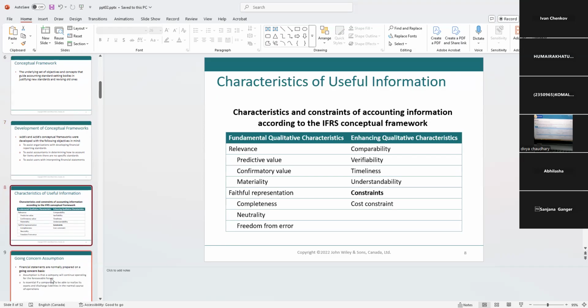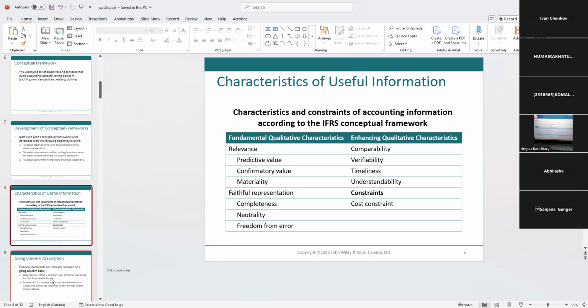We have two types of characteristics. One is fundamental characteristics. The other is enhancing characteristics. I'm not going to spend too much time on the details. If you are interested, you can check the International Financial Reporting Standards Conceptual Framework, which is very useful reading, but you might find it at this level very boring. But anyway, among the fundamental qualitative characteristics, one is to be relevant, the other is to be faithful.